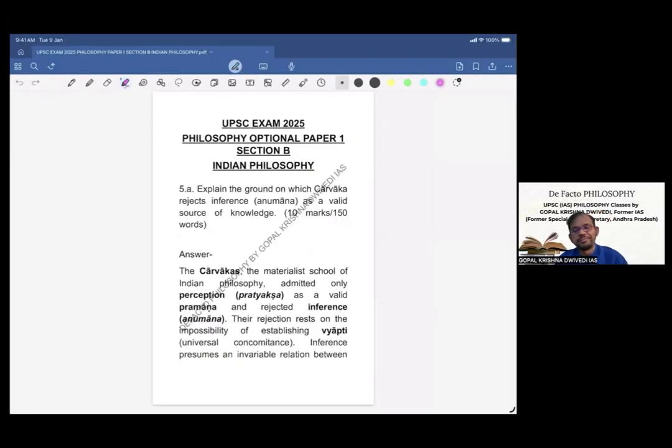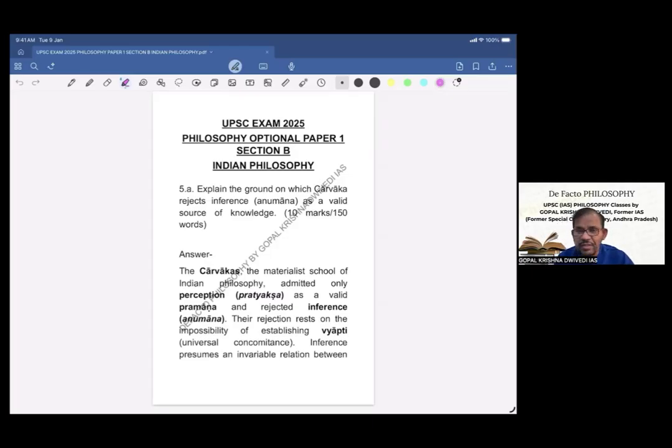As you know, in the exam there are two sections. Section A, Western philosophy in paper one: questions 1 to 4 will be in section A. Section B: questions 5 to 8 will be in section B. The fifth question will have 5 parts, A, B, C, D, E, of 10 marks each, about 150 words. Subsequent questions will have 3 parts, A, B, C, of 20 marks, 15 marks, 15 marks, so maybe 300 words, 225 words, 225 words each.